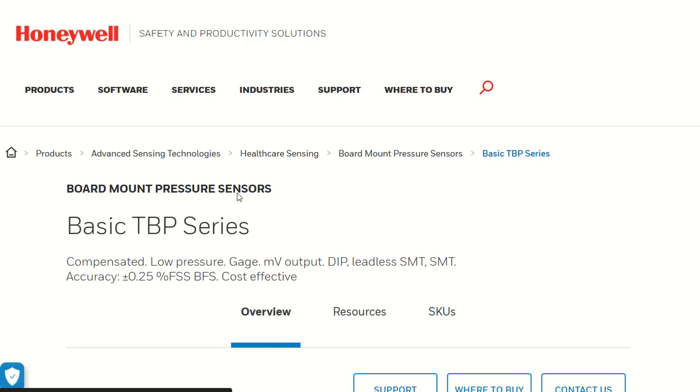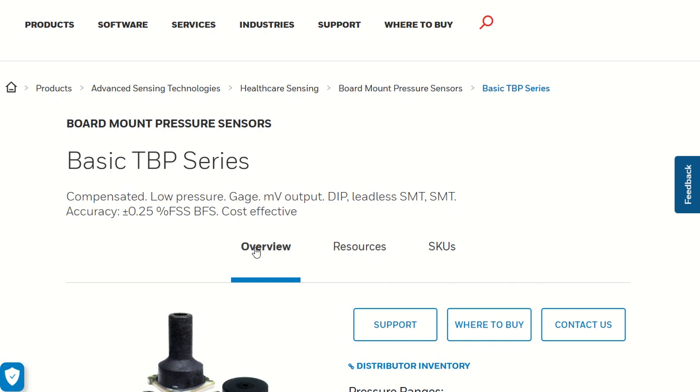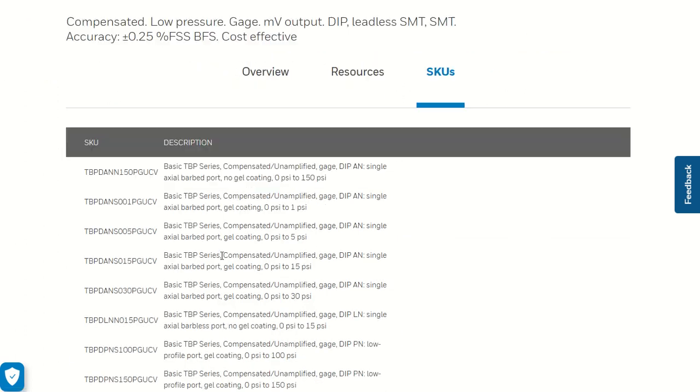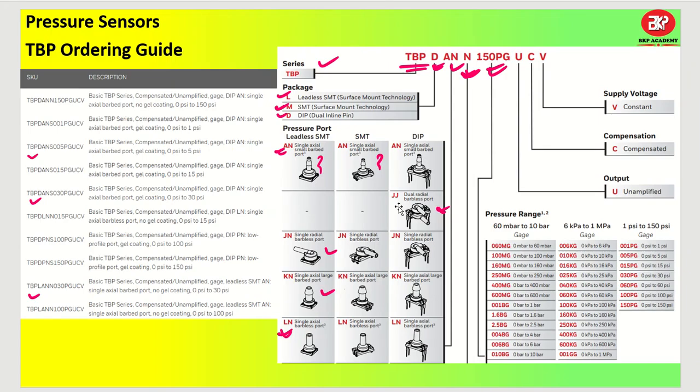Once you click here, you are on this page where TBP series pressure sensors are shown. So you understood the overview of the TBP series, and you have the resources available. There are some SKUs given directly by Honeywell. Instead of going through this, let me go to the presentation. If you try to find a particular part number based on this ordering guide, the pressure sensor may not be available. So Honeywell has already given some of the pressure sensors which are most available from the manufacturer.